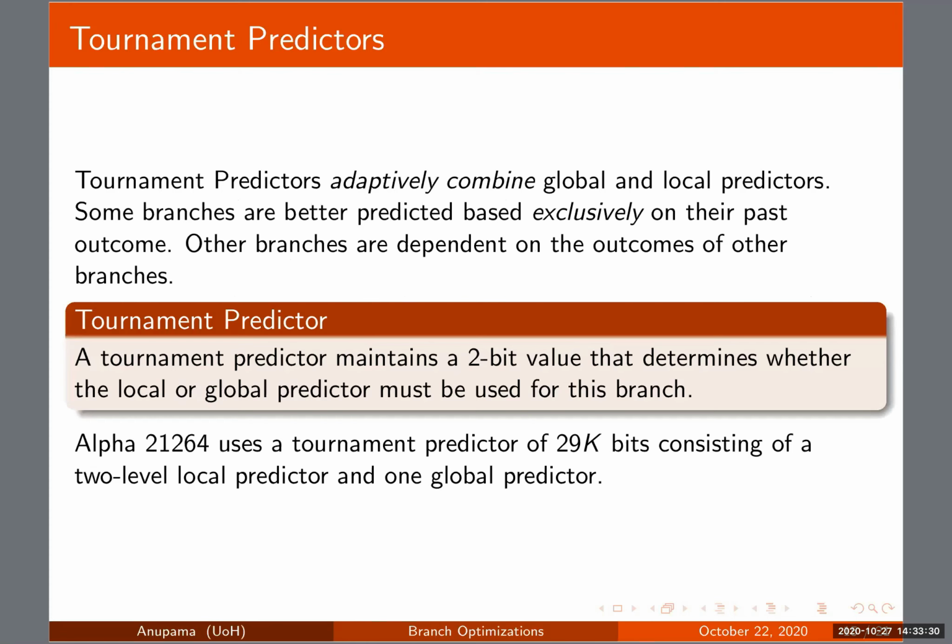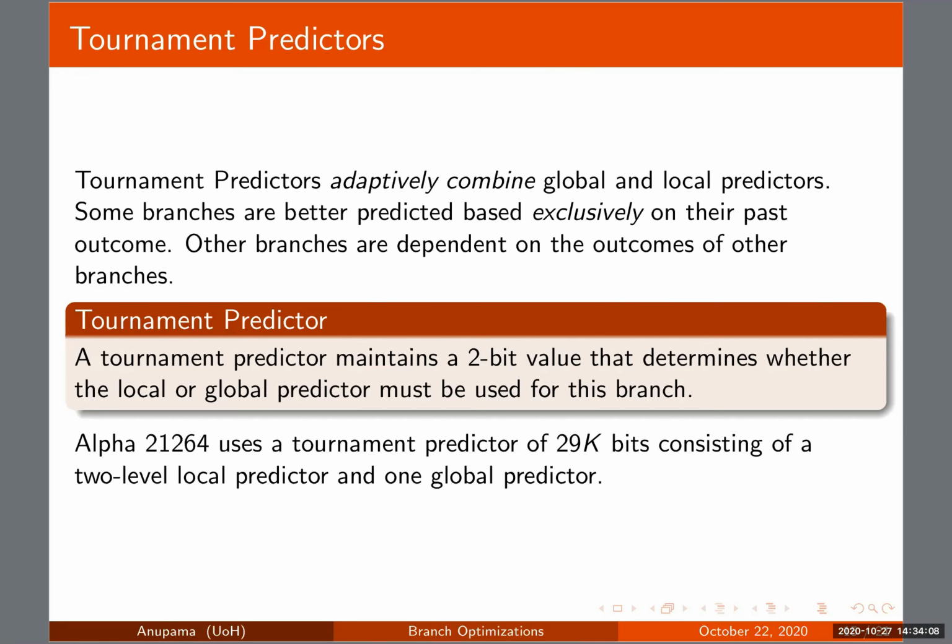So now we come to the tournament predictors. The idea here is that, like I said in the previous discussion, when we talk about loops, their outcome is dependent entirely on their previous iteration. They are not dependent on some other branch outcome. So there are some branches where the local predictor makes sense, and there are some branches where the global predictor makes sense.